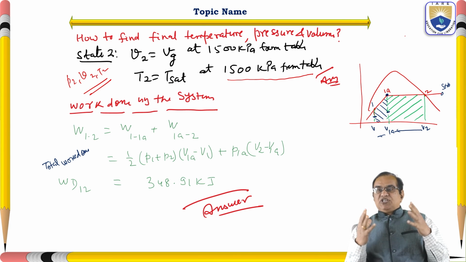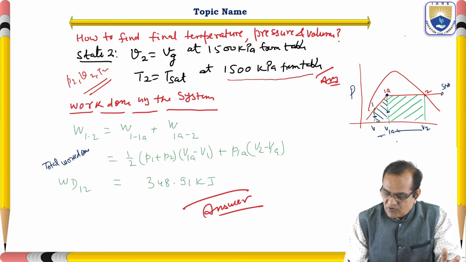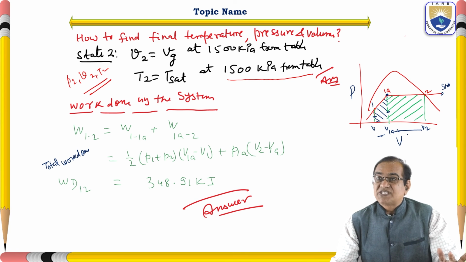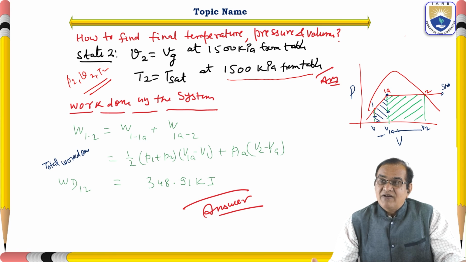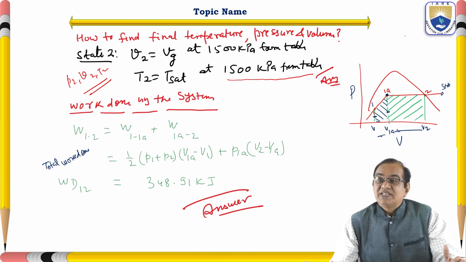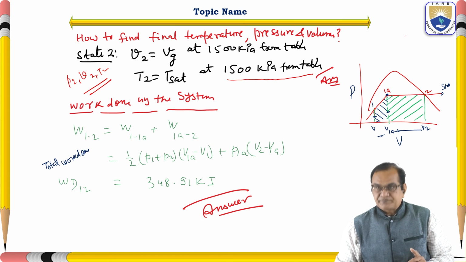Please ensure that you draw the PV diagram, and only after the PV diagram you attempt this work done. Otherwise you are going to fail, your results will not be correct. So it is very much essential: first understand the problem, then draw the schematic diagram, then the free body diagram, then the PV diagram, and only then attempt the question.